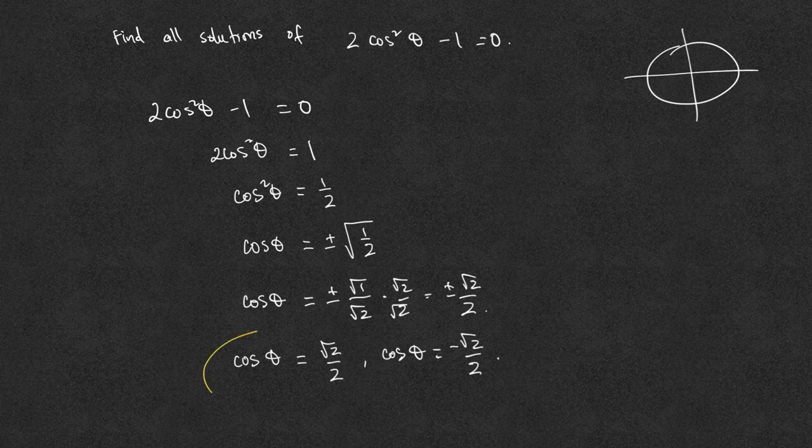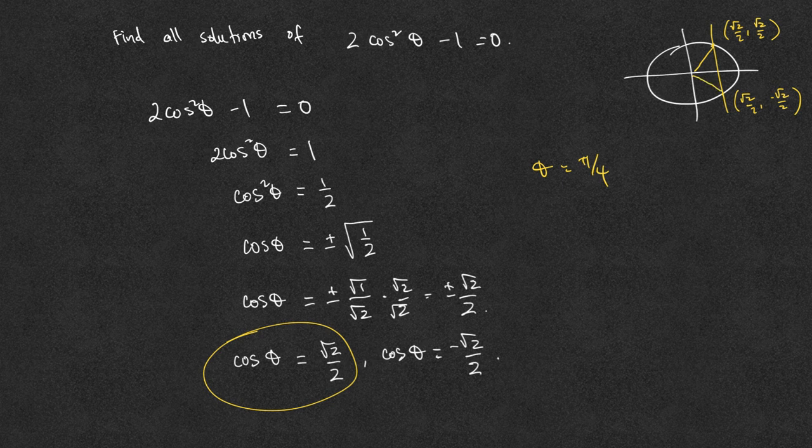Cosine of theta equals root 2 over 2. Cosine is defined on the unit circle as the x-coordinate. In the first quadrant, x is root 2 over 2 only when theta is pi over 4. In the fourth quadrant, x is also positive root 2 over 2, and the angle that determines the terminal point is 7 pi over 4.